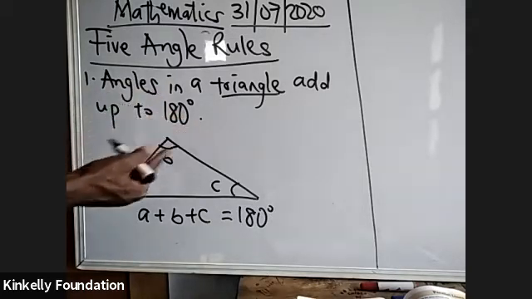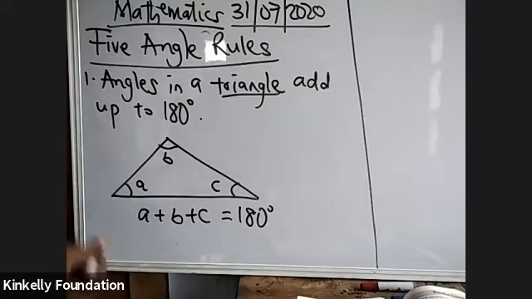Angles in a triangle add up to 180 degrees. We are going to show how this is possible when we look into parallel lines. But this is the first angle rule which you need to take note of, that angles in a triangle add up to 180 degrees.